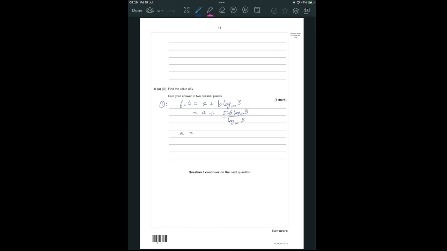Now, because we just want to find the value of A to 2dp, I'm not going to do anything fancy. I'm just going to type it into my calculator. So that's 6.4 subtract log 3 over log 10, which gives me 3.728, etc. Good habit to write out more decimal places than is required and then round afterwards. Again, as many ways as possible to not throw away silly marks because of rounding, etc.